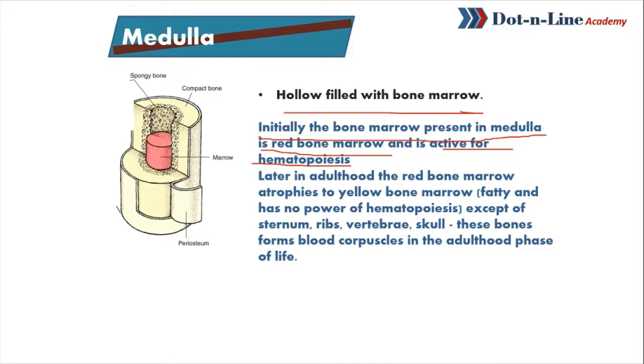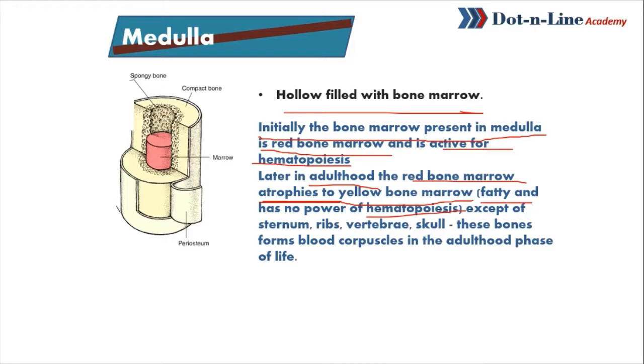Initially this red bone marrow is present in all the long bones. But later in adulthood, when adulthood strikes, the red bone marrow atrophies to yellow bone marrow. Yellow bone marrow is fatty and it has no power of hematopoiesis. The yellow bone marrow is atrophied red bone marrow, that means the vestigial red bone marrow, the not used red bone marrow. So the red bone marrow is converted into the yellow bone marrow. They are not being used.